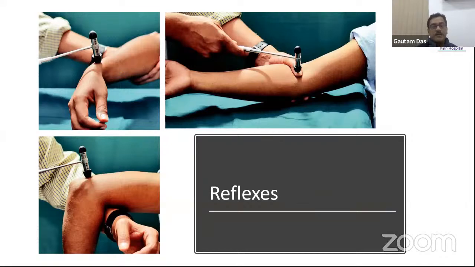Then the jerk. In the jerk, 3 jerks are very commonly done. So these are the biceps, the brachioradialis, and the triceps. Biceps and brachioradialis are the 5, 6, but I remember in a simpler way: 5, 6, and 7. 5 for the biceps, 6 for the brachioradialis, and 7 for the triceps. But you have to remember both for the biceps and the brachioradialis, 5, 6, both are there, and 7 is for the triceps.